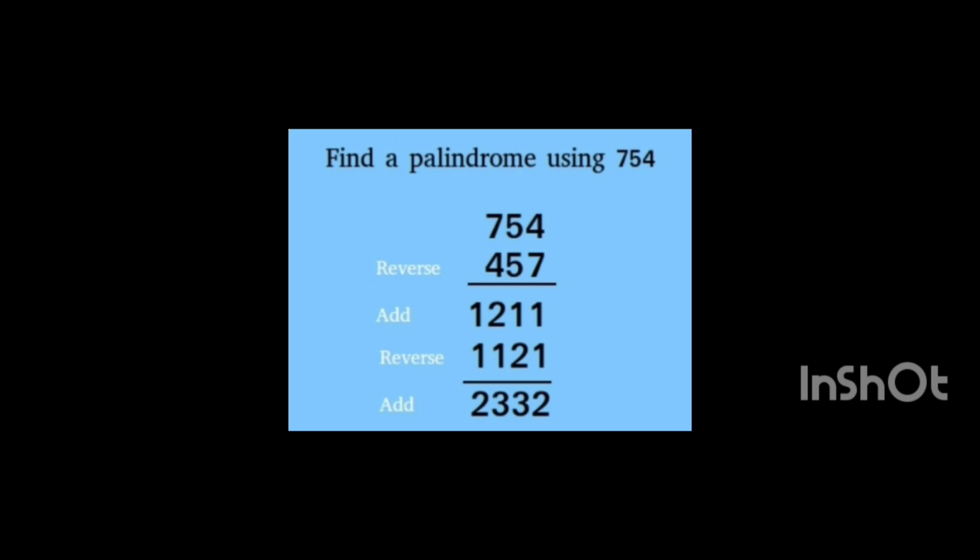As we can see here, the given number 754 is reversed to 457 and added to get the number 1211, and it is reversed again, and 1121 is the yielded number. Adding them, summing them, we get 2332. After doing this operation, we get the palindromic number 2332. So here are the fun facts and fun things that we can do in mathematics using palindromes.